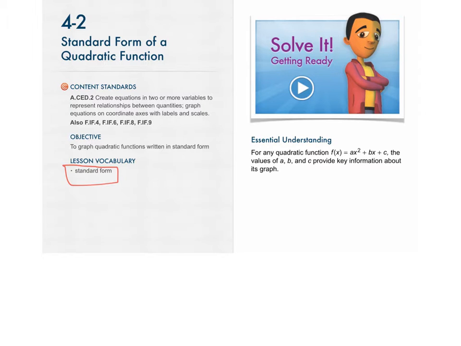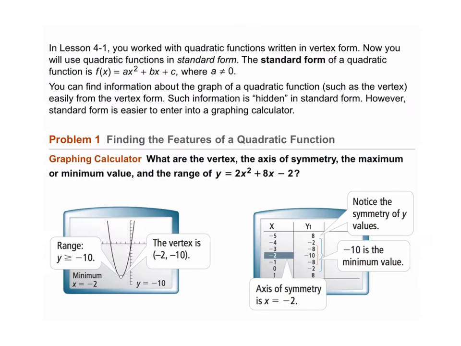Standard form is not as obvious and clear-cut as vertex form, where we could easily get the vertex and know all these different mins and maxes. Standard form gives us the same information, it's just a little bit more discrete. It's hidden within the problem. The equation for standard form is f of x equals ax squared plus bx plus c.